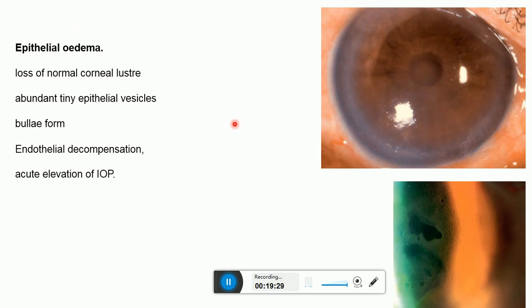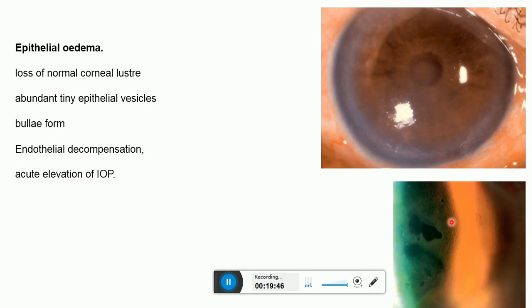Epithelial edema. Subtle edema may manifest with loss of normal corneal luster. More commonly, abundant tiny epithelial vesicles are seen. Here you can see the tiny vesicles.